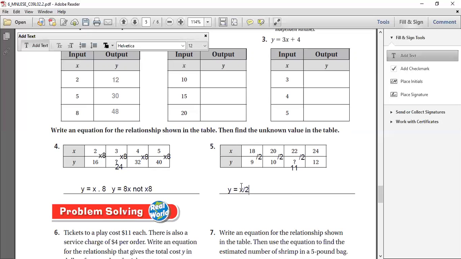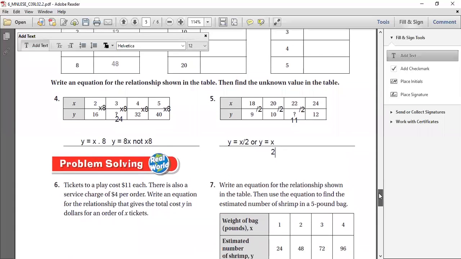Or you use that symbol for divide, or you can write it as y is equal to x over 2, as we wrote that day. Y is equal to x up, and you can write 2 down here. This is also correct. Whether you write x divided by 2 with the symbol, or you write x over 2 like this, it is the same. So y is equal to x divided by 2 is your equation.